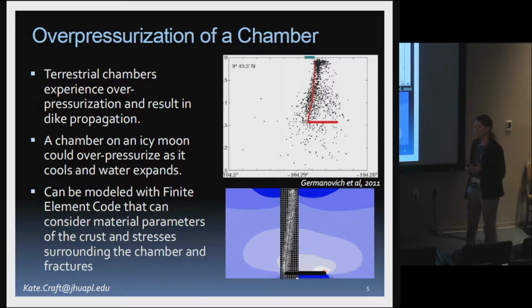But that being said, we see evidence at the surface, including gravity anomalies, that indicate that we might have these subsurface water pockets, and so maybe they exist somehow. So I'm going to start from that point, where we have this subsurface cryovolcanic chamber that's overpressurizing.